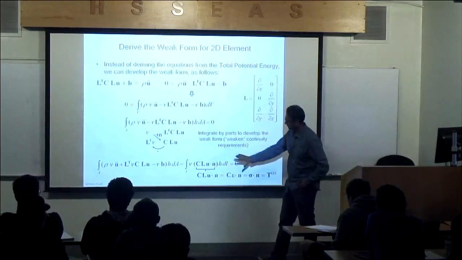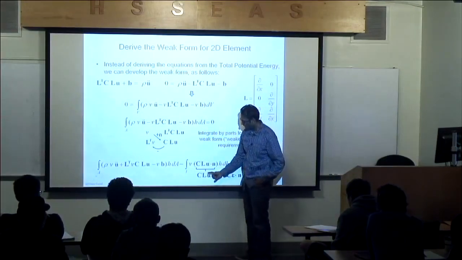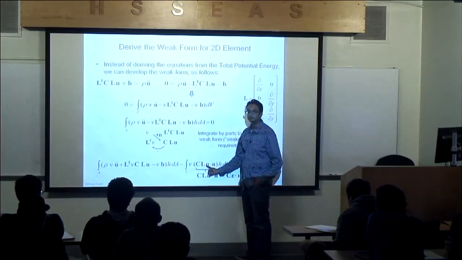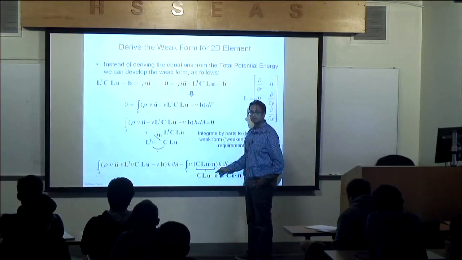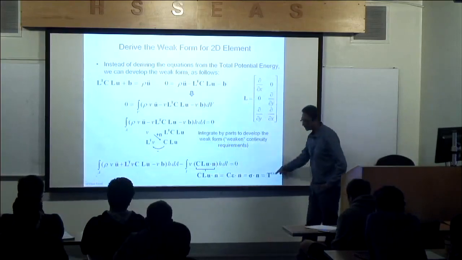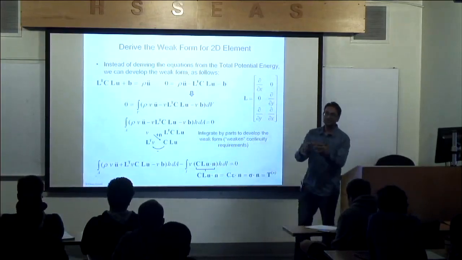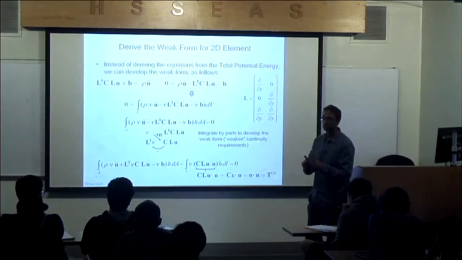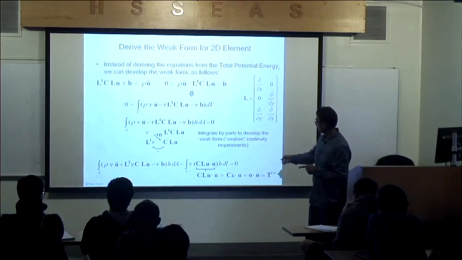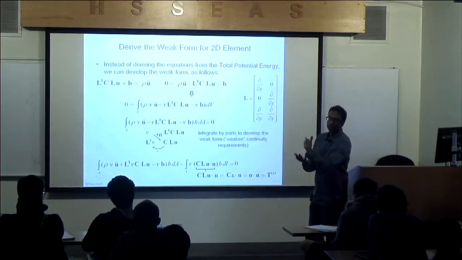Now, this one is interesting. Without looking at what I wrote, what is L times U? Strain. What is C times strain? Stress. What is stress dot N? The traction forces. So those are the tractions acting on the boundary. So automatically, by me developing the weak form, I came up with the boundary term automatically.